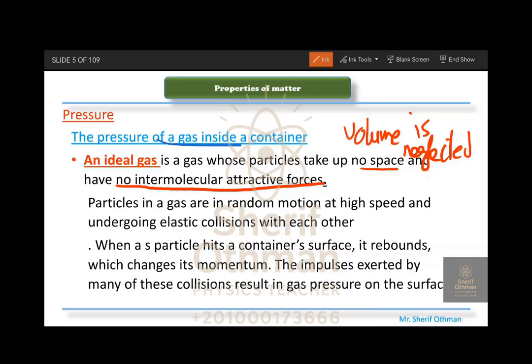Let's know, guys, what is the meaning of the pressure of a gas inside a container. Let's say that we have a container, and this container contains gas. The particles of gas are in random motion, so they collide with the walls of the container. By colliding with the walls, they make a pressure on the inner side of the container. So the pressure of a gas inside a container results from the number of collisions of particles with the walls of the container.